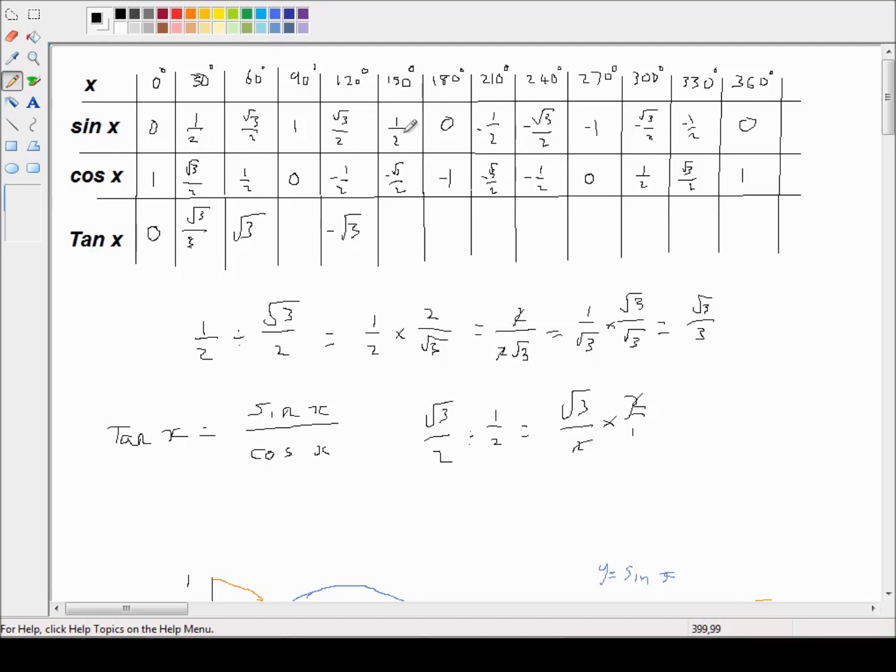So now for 150 degrees, this is 1/2 divided by negative root 3 over 2. So the answer is going to be negative. And we've already done 1/2 divided by root 3 over 2, which we've said is root 3 over 3. 0 divided by negative 1 is just 0. Negative 1/2 divided by negative root 3 over 2. Well, a negative divided by a negative is positive, and a half divided by root 3 over 2 is just root 3 over 3. We've already done this calculation.